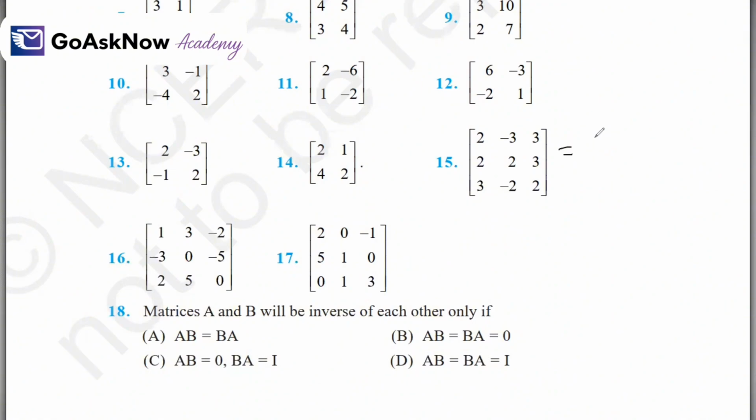So I can write it as I into A. It can be written like 1, 0, 0, 0, 1, 0, 0, 0, 1 into A. Now, what you will do first, try to make more zeros here. So I will do one thing: row 2 is equal to row 2 minus row 1. Do this, what you will get?